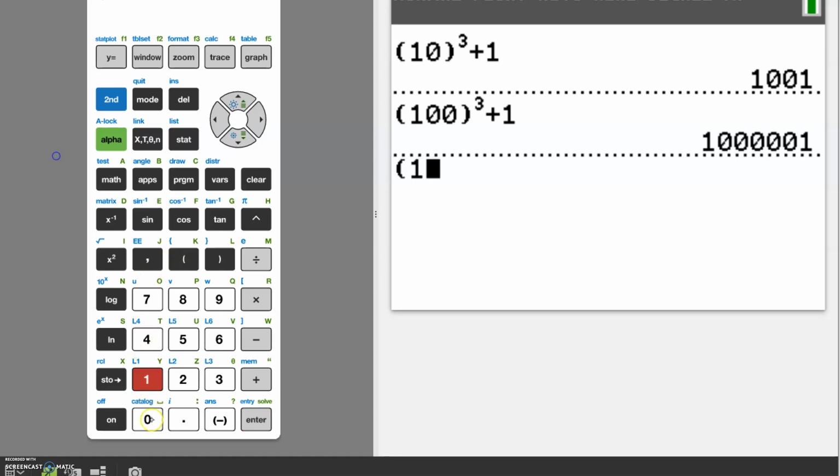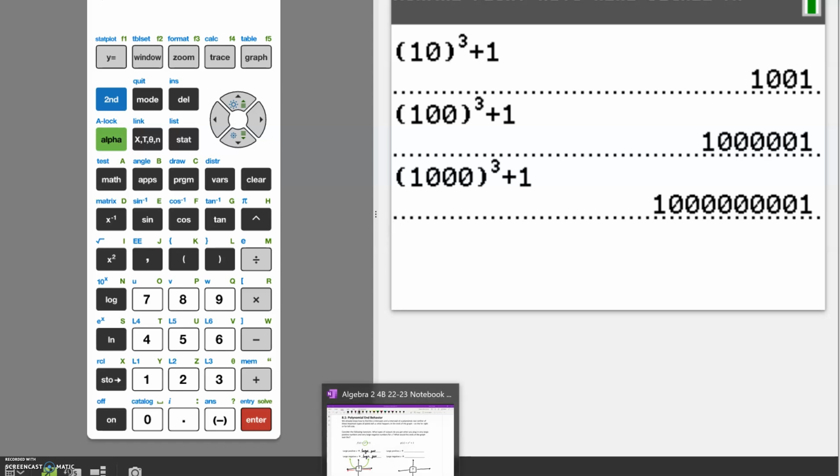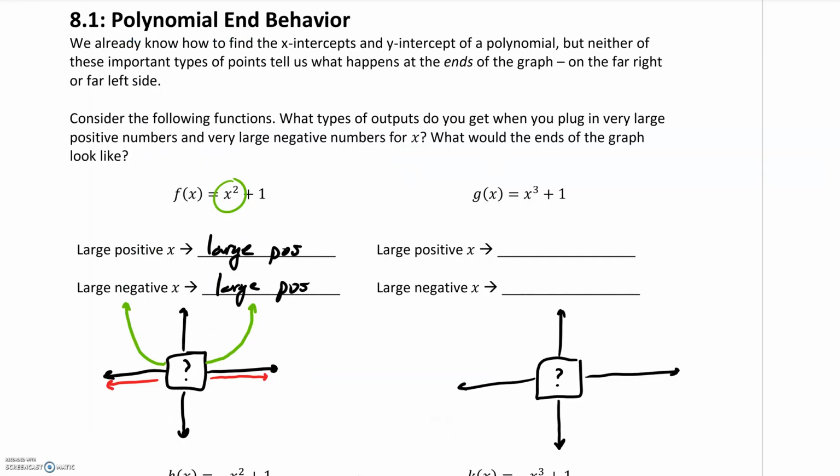If I put in positive 1,000 and I cube it and then add 1, even bigger positive value. So look how this one grows even faster than the quadratic. But if I put in a large positive value, I'm going to get a large positive value out. So my graph is going to look like this on the right-hand side.